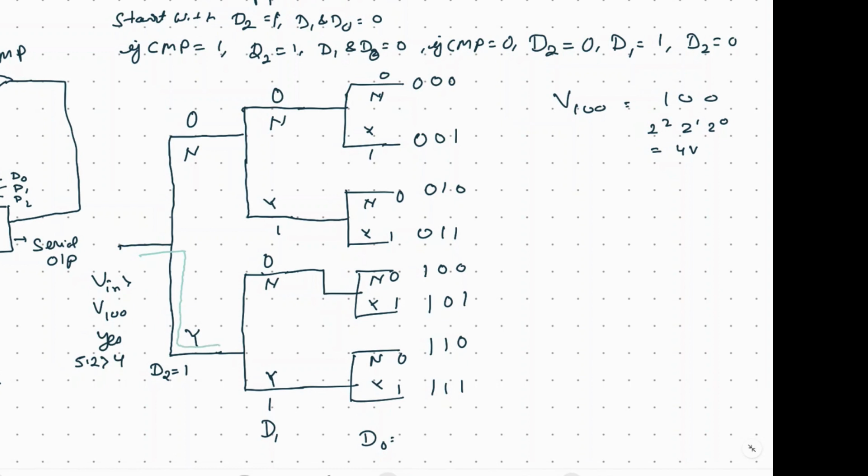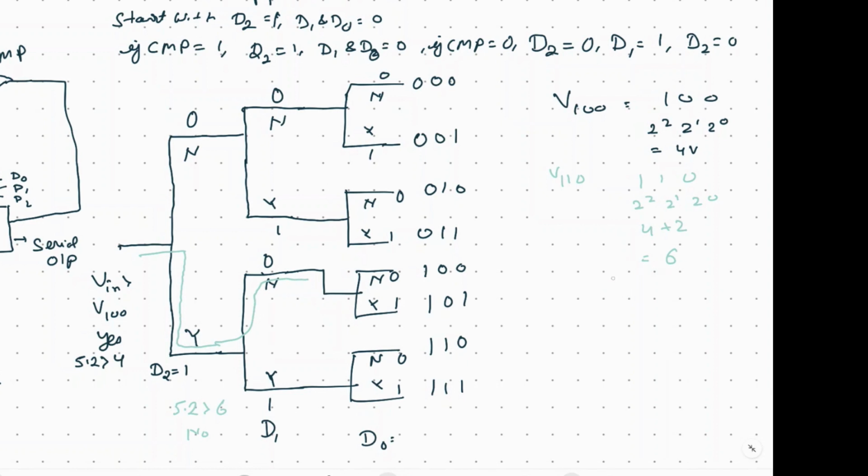Now it will make the next most significant bit 1, so it will be V110. Correspondingly the analog output will be 2 to the power 2 plus 2 to the power 1 plus 2 to the power 0 times 0, so 4 plus 2 equals 6 volt. Is 5.2 volt greater than 6 volt? The answer is no, so it will go up. So it means D1 is now set to 0.